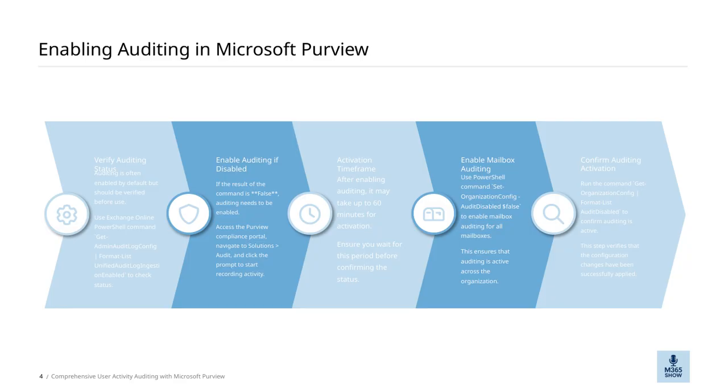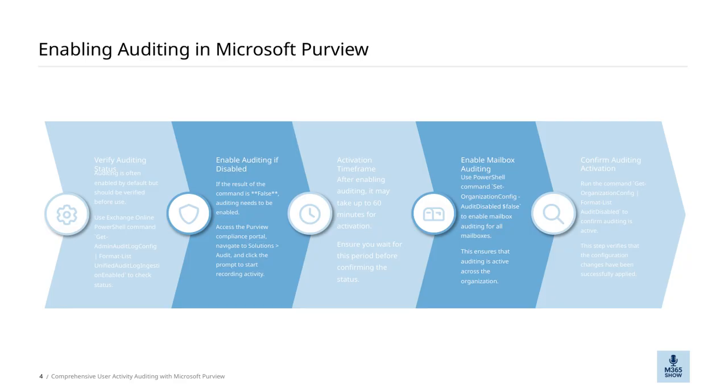Next, to enable mailbox auditing across your organization, you'll use PowerShell again. The command Set-OrganizationConfig with AuditDisabled set to false will turn on mailbox auditing for all mailboxes. Remember, enabling auditing here ensures that every mailbox is monitored, which is crucial for comprehensive activity tracking.